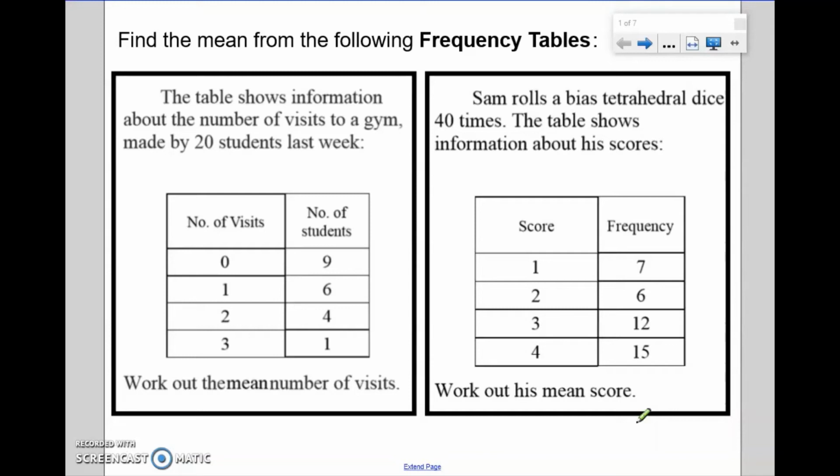Okay, welcome back. First of all, we're going to talk through question 1. So the table showed you the number of visits to a gym by 20 students last week. So already this 20 is telling us that the total of frequency, the total at the bottom, will have to be 20.